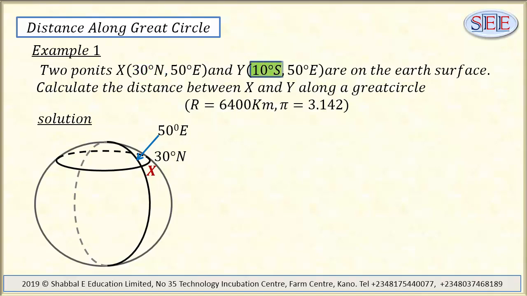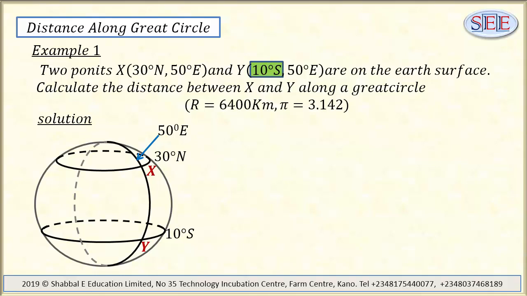So next I'll move to the point Y. Point Y is on latitude 10 degrees south. Look at it in the question. So I will now draw my latitude 10 degrees south. That will be the point Y, where the latitude 10 degrees south crosses the 50 degrees east. That will be the point Y.